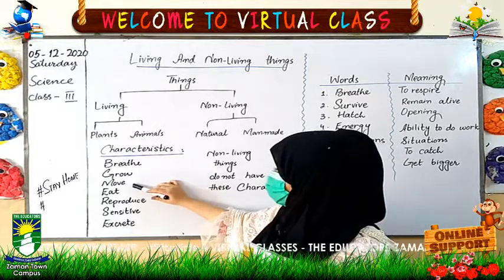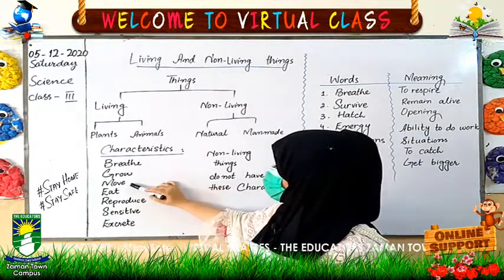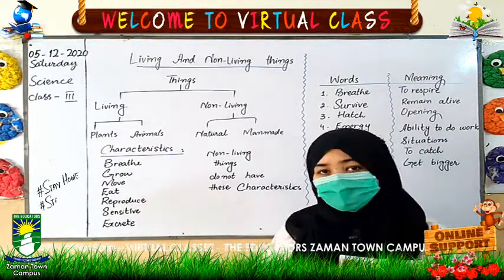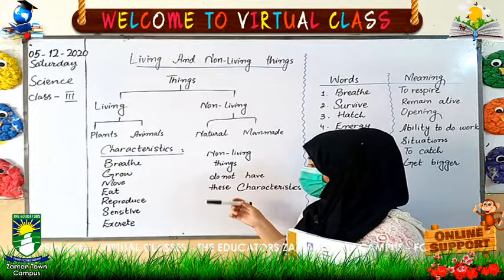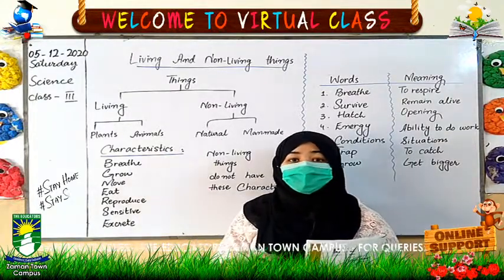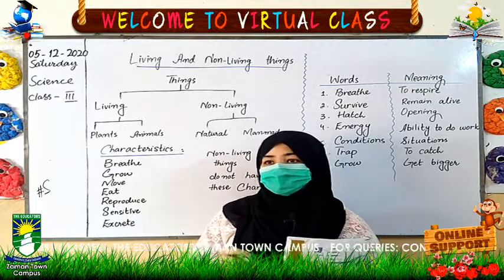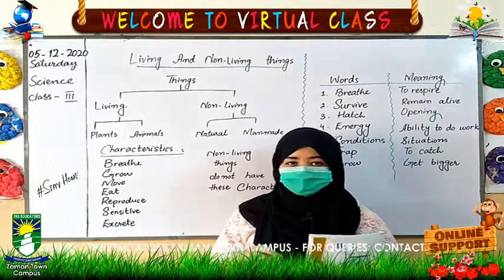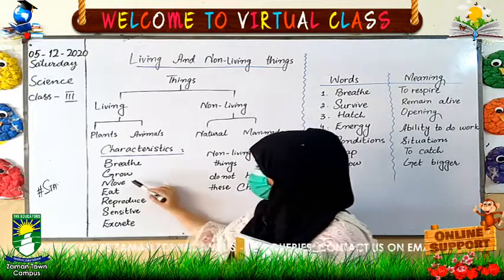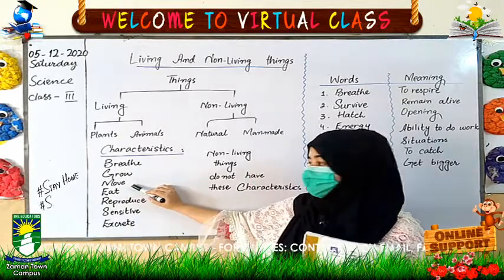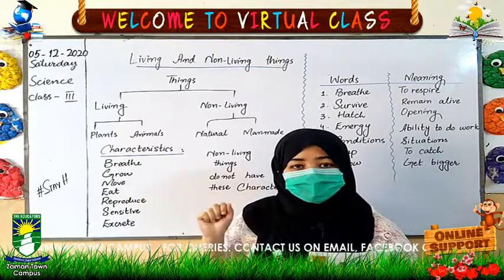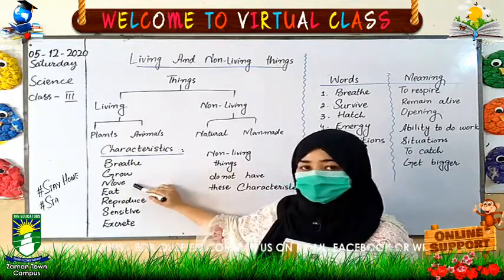Let's come to the next heading. Living things can move. All living things can move, like animals can walk and run. Human beings can also walk and run. And what about plants? Plants also show movement. Let's take an example of the mimosa, the touch-me-not plant. If we touch the leaf of this plant, it will immediately close. So plants also show movement.